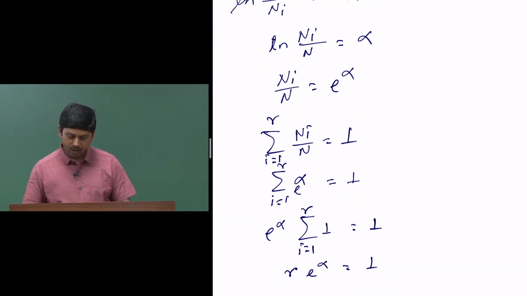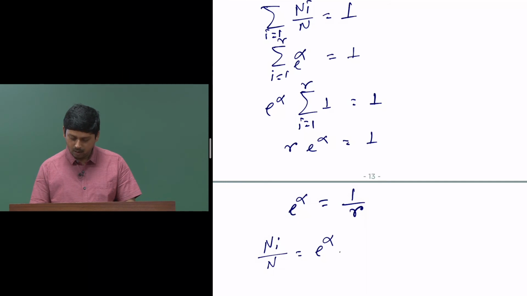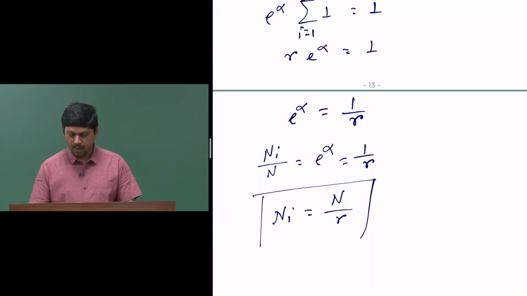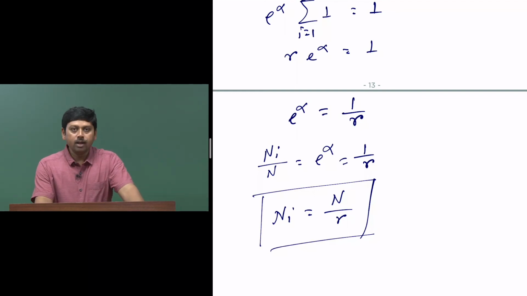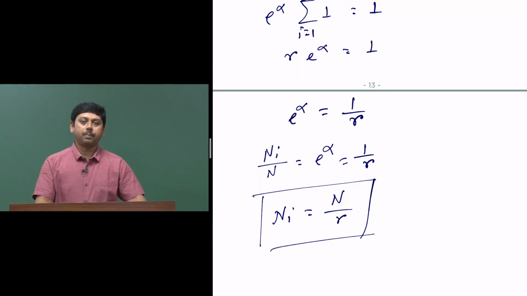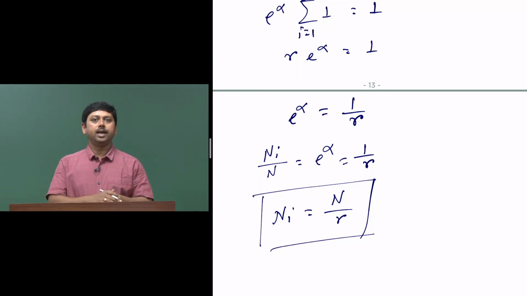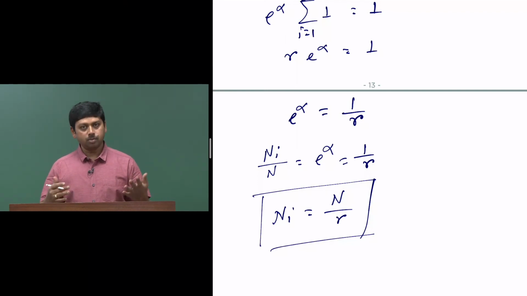Now, coming back here, what you got, e to the power alpha is 1 by r. So, ni by n is nothing but 1 by r. So, ni is nothing but n by r, and that proves the result. So, you saw that if there is no energy constraints, then the populations will be equally distributed. If there is an energy constraint, that means apart from alpha there is a beta constraint, then it will become exponential. So, you have done both: when there is no energy preference, the population will be equally given, otherwise it will be exponentially distributed.